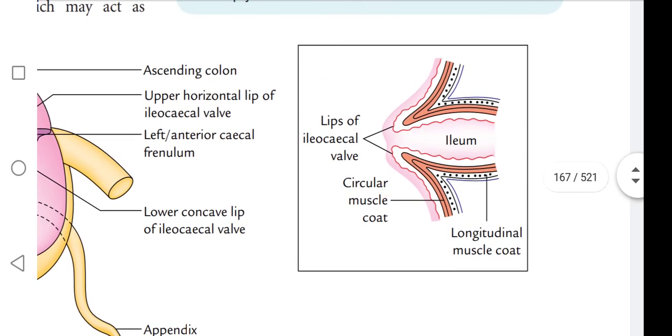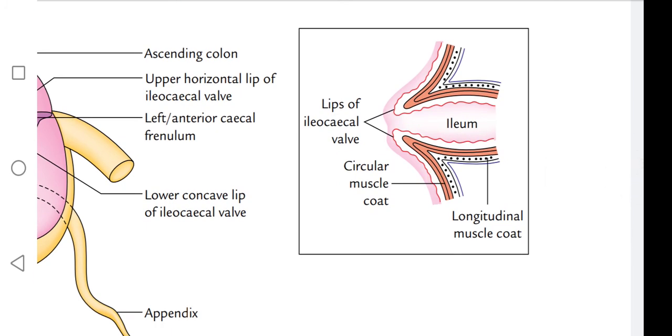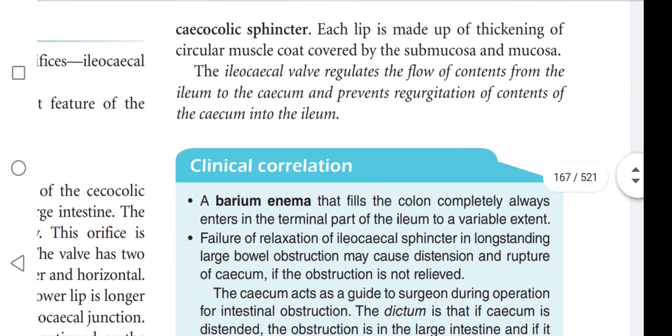Coming to the lips of the ileocecal valve, they are formed by the circular muscle coat, which is covered by mucosa and submucosa. This is the longitudinal muscle coat.